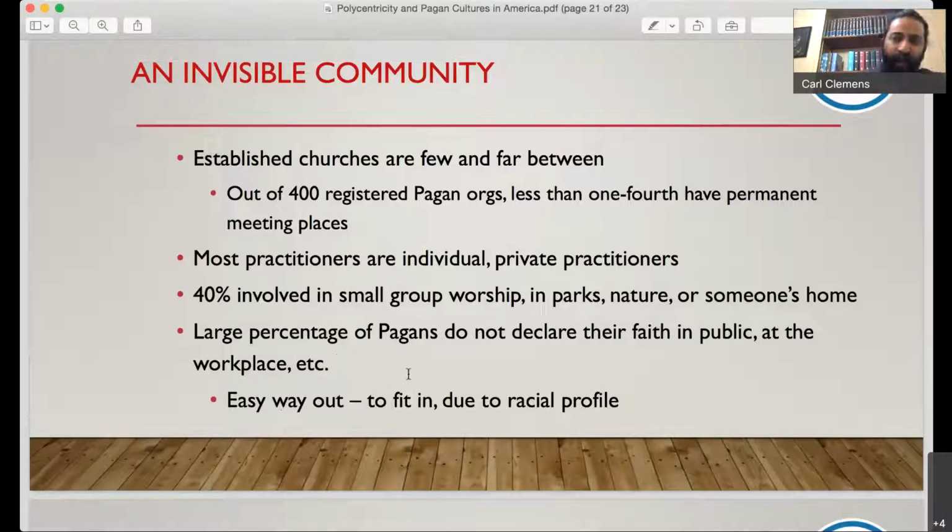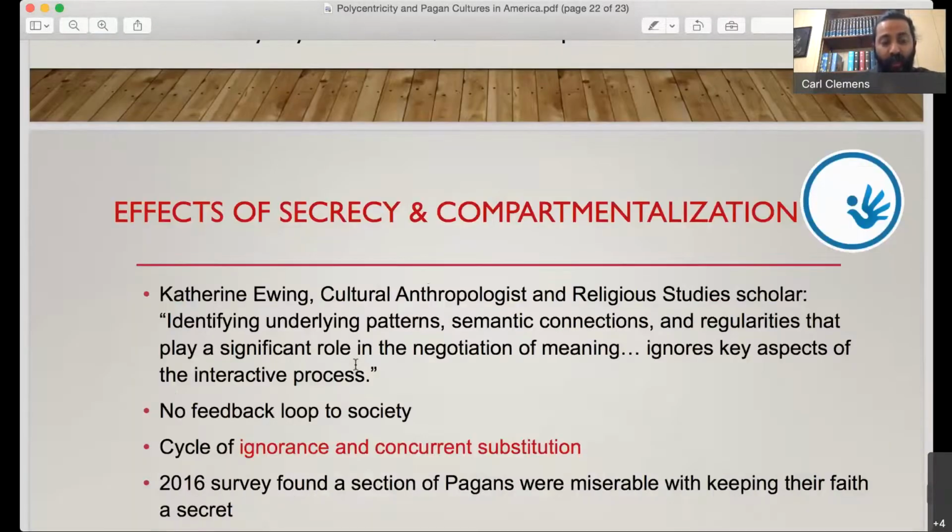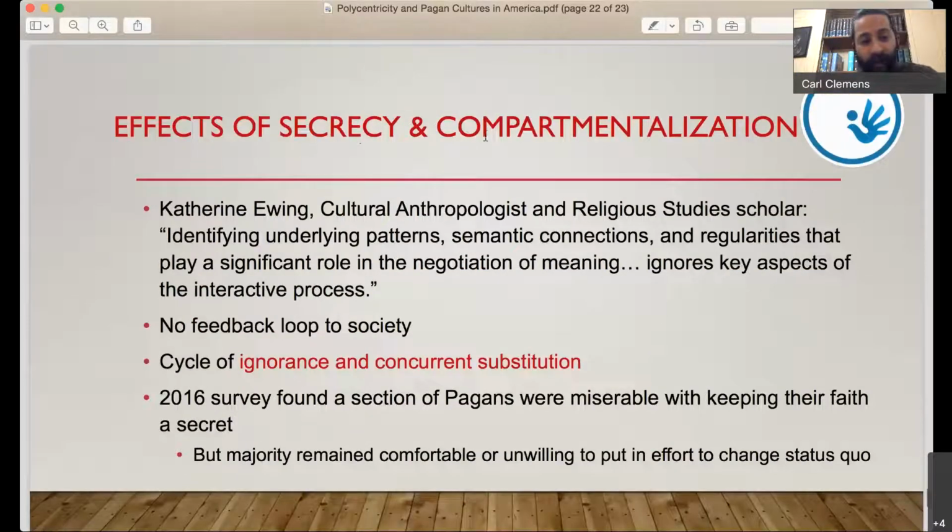Most of them are white Americans, and so they just fit into the community very easily. It's a privileged community. So due to their racial profile, they take the easy way out and keep their paganism. They kind of compartmentalize their paganism. But there's a cost to secrecy and compartmentalization, which is that it impedes the evolution of paganism within the American context, as well as the way other religions treat paganism or other people treat paganism within the community.